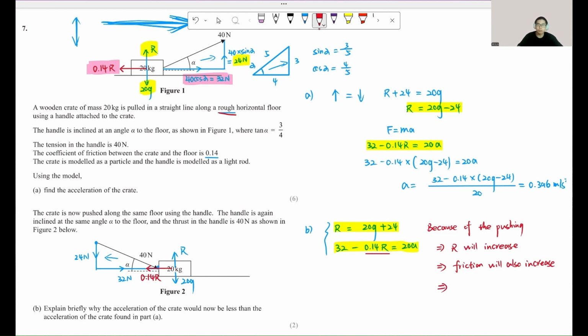And now we know friction gets bigger. So 32 minus friction equals mass times acceleration. So now you have a bigger friction. That means the resultant force is smaller. If the resultant force is smaller, then resultant force divided by 20 gives you a. So a has to be smaller. So then a will decrease. So that's why the acceleration of the crate will be less than the acceleration of the crate in part A.